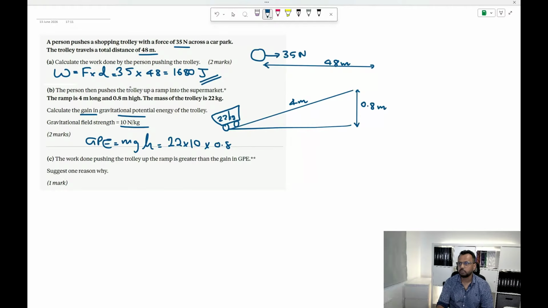Now guys, the second important thing is the height here is the height it gains, not the distance it travels as it goes along the ramp. The height is 0.8. So 22 times 10 times 0.8 gives me 176 joules. Thank you, Tiara. That is the correct answer.